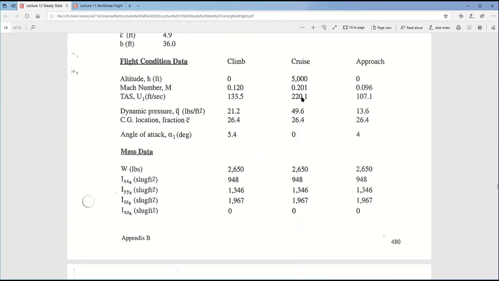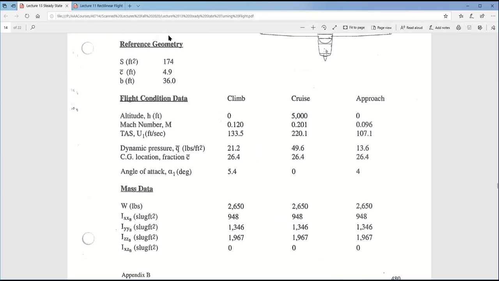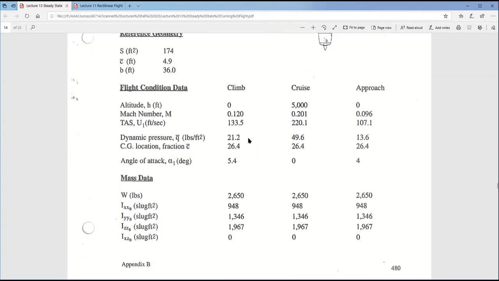So here's U1, 220.1, and C bar is 4.9. I'll go back down and give you the data again. Everybody got that down? Sorry about that.